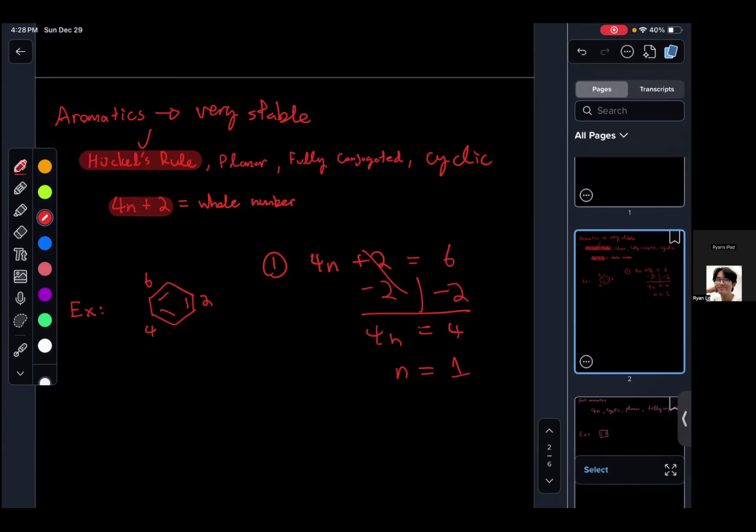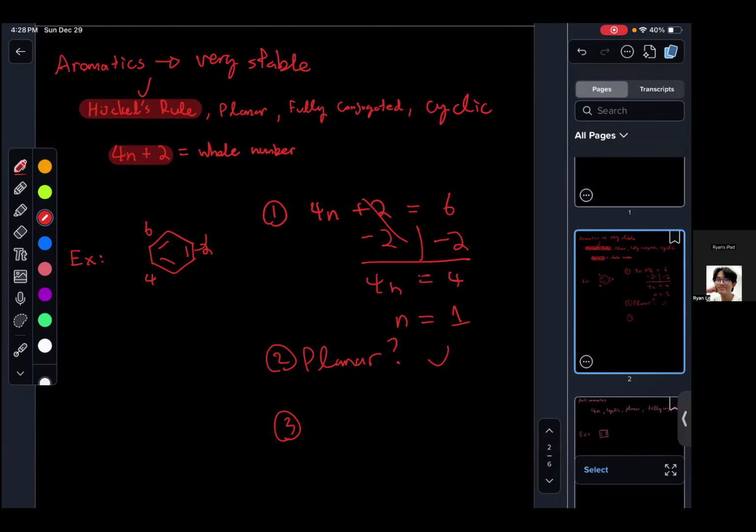Second thing is, is it planar? Is it flat? Previous experience tells us that if it's sp2 hybridized, then it's definitely planar and flat. So that works too. Third, is it fully conjugated? Well, in resonance, you can basically move those arrows around however you would like. All these pi electrons are said to be participating in the pi system, and they can bounce around and do resonance. So yes, it's fully conjugated.